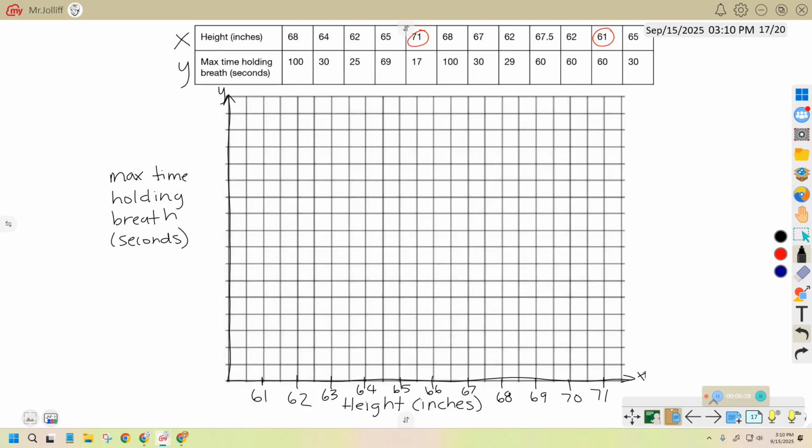On the y-axis, same process. Smallest and largest. Smallest is 17 seconds. Largest is 100 seconds. That's a little bit of a tighter squeeze. I happen to know that if 15 is here at that intersection and each box is 5, 100 will be the last line in the graph. So this second hash mark here is 20. And then every other box is 10.